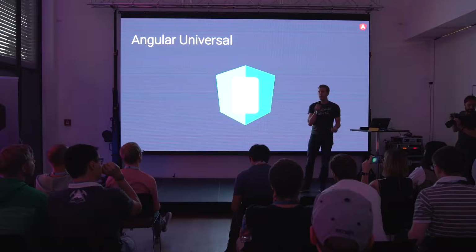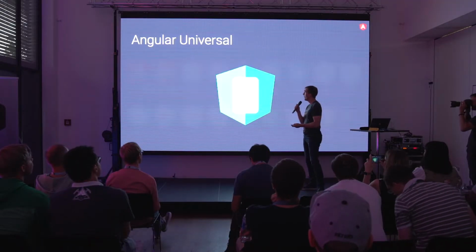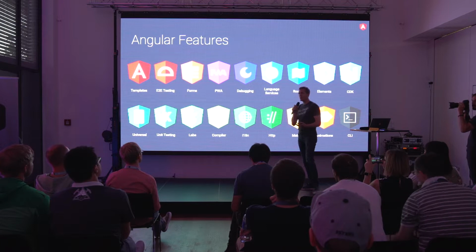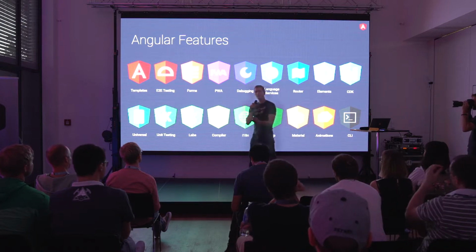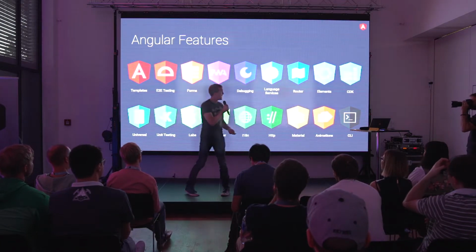Angular comes with a whole bunch of features out of the box that work together. One of these features is Angular Universal, which lets us do server-side rendering in Node.js. And one of the nice things about having all these features come from one place is they're going to work in the client, but also on the server.